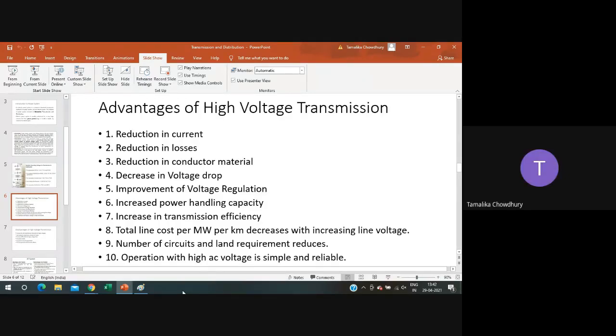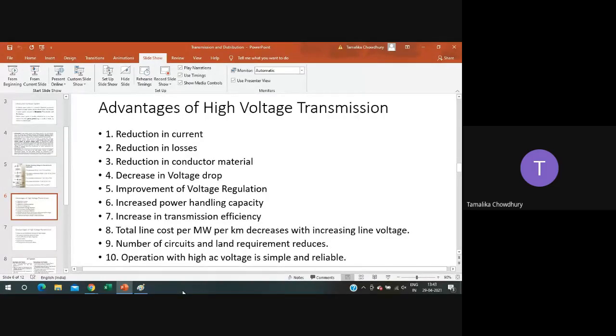Now we are moving on to the last three points, 8, 9, 10, in this slide. The eighth point says that the total line cost per megawatt per kilometer decreases with increasing line voltage. Obviously the cost decreases with increasing voltage, since conductor material is less, power handling capacity is high, and all the other factors we derived. So that is again one advantage.